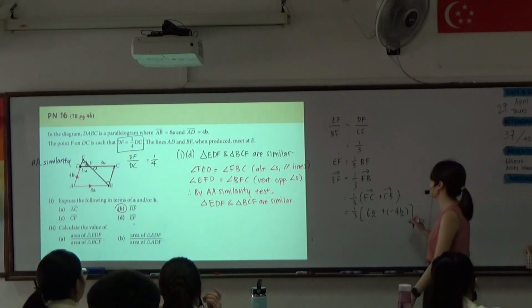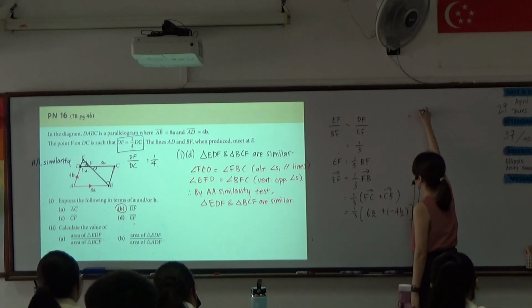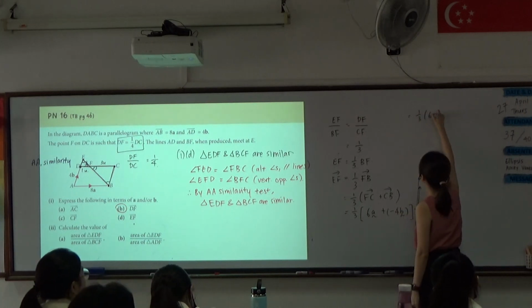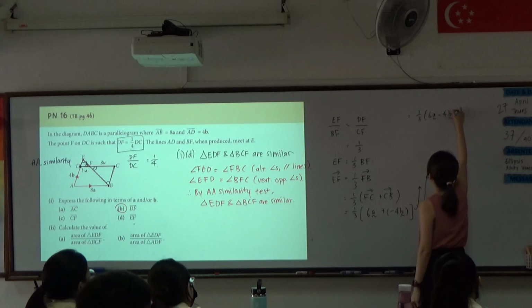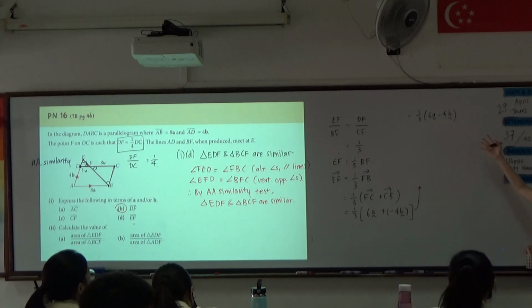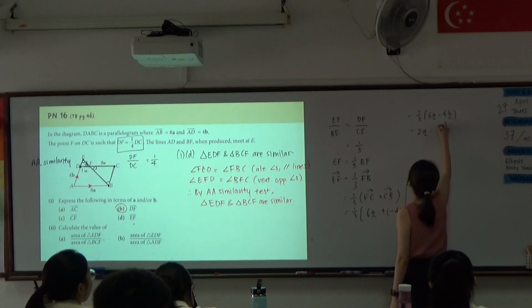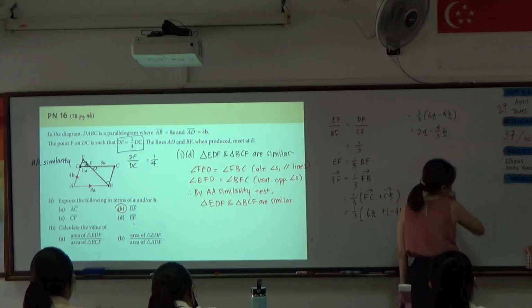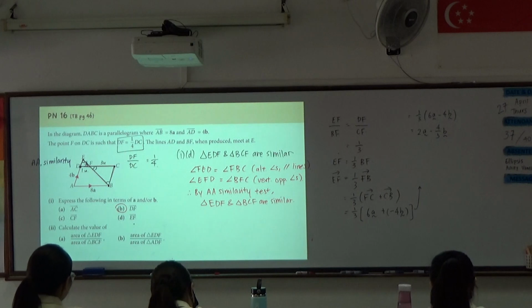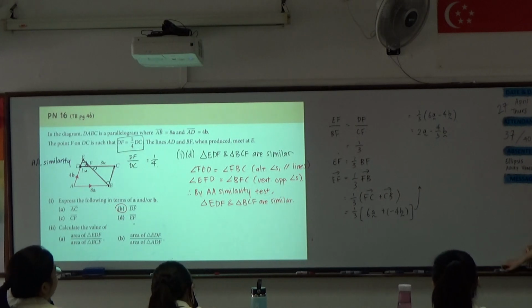And then we simplify this. Okay, you can leave your answer in this manner, not an issue, or you want to extend it in order to get 2A minus 4 over 3B. That's fine as well.